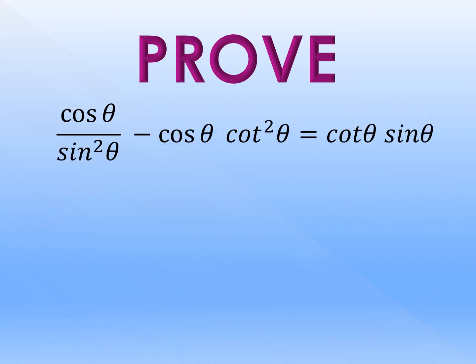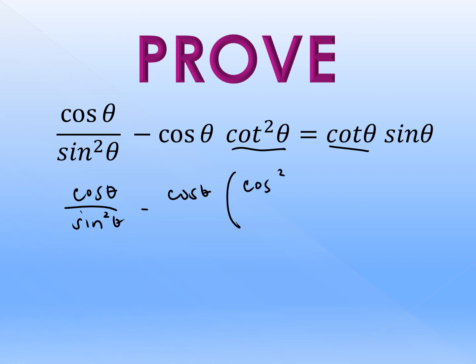Let's try another example. Cos theta over sine squared theta minus cos theta cotangent squared theta is equal to cot theta sine theta. So we're going to change cotangent and cotangent theta for the right side in terms of sine and cosine theta. So let's bring down this one. Cos theta over sine squared theta minus cos theta times, using the quotient identity, cotangent is equal to cosine over sine.